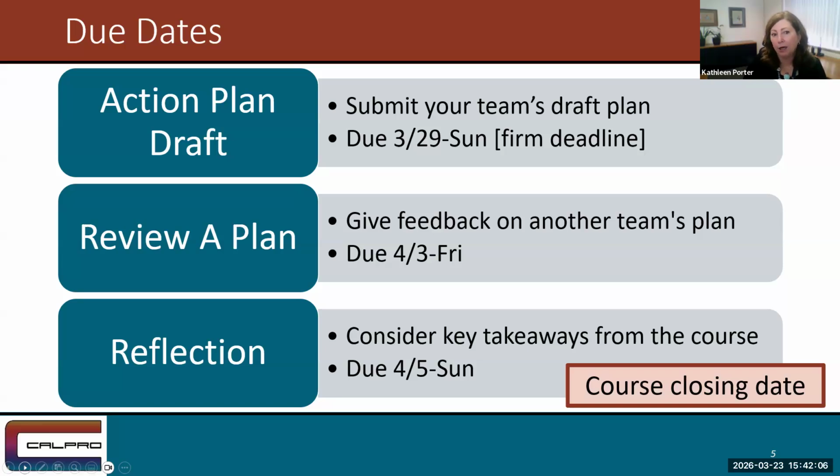And so your job is going to be to give feedback to at least one other person's plan by Friday, the 3rd. And then by Sunday, which is the close of the course, that's when you do your reflection. So if you can just post your reflections of the course sometime before Sunday. But by the time you leave here, you should have an action plan, and you should have gotten some feedback on that action plan, some suggestions to strengthen that action plan going forward.